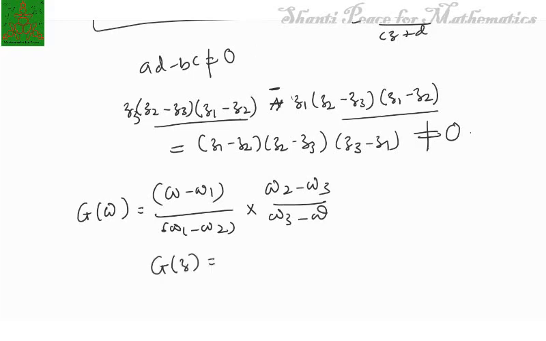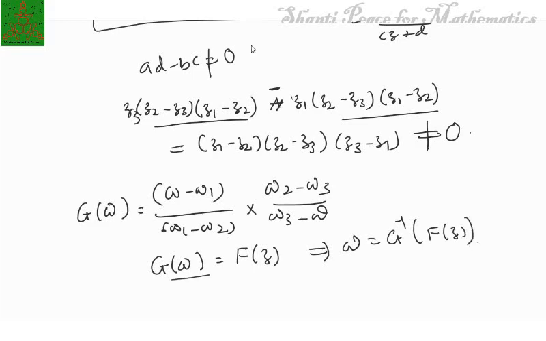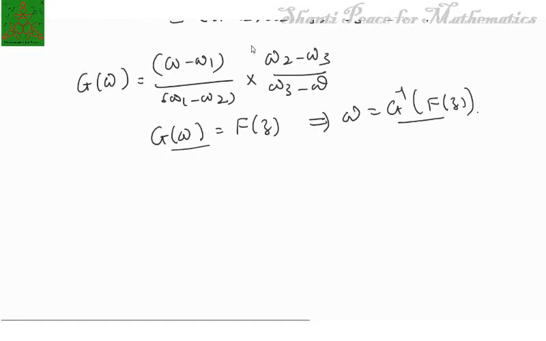We can write g of w equal to f of z, hence we can have w equal to g inverse of f of z. That means g of w is a bilinear transformation, which implies g inverse is also a bilinear transformation. Again, g inverse composed with f is also a bilinear transformation because the composition of two bilinear transformations is again a bilinear transformation. So hence we can say that a bilinear transformation exists. Now the next thing we need to prove is uniqueness.